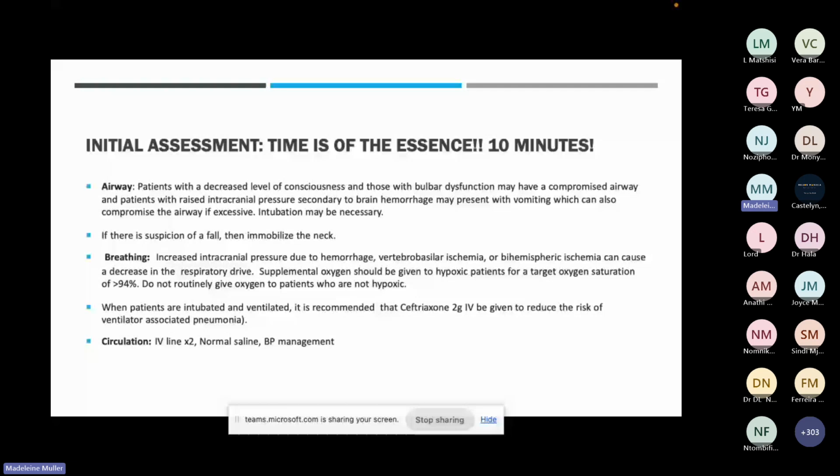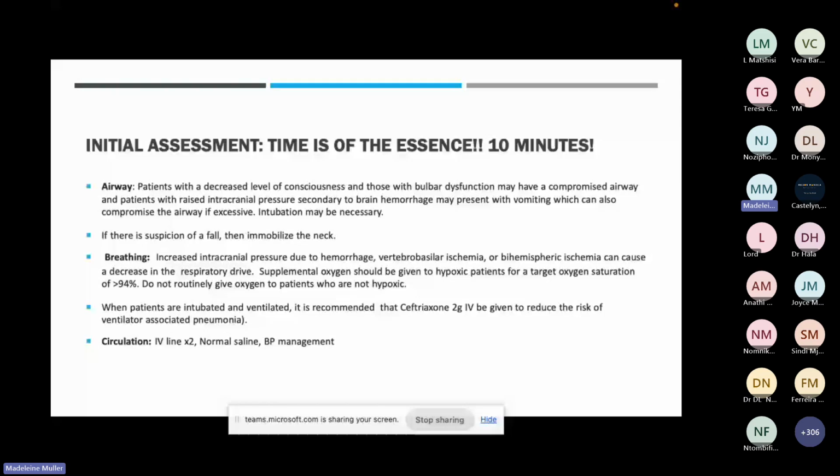And then for breathing, increased intracranial pressure due to hemorrhage, vertebrobasilar ischemia, or bihemispheric ischemia can cause a decrease in the respiratory drive. Supplemental oxygen should be given to hypoxic patients for a target oxygen saturation of more than 94%. It is important to note that routine provision of supplemental oxygen in a patient who's not hypoxic is not recommended. When patients are intubated and ventilated, it is recommended that ceftriaxone 2 grams IV be given to reduce the risk of ventilator-associated pneumonia. And then for circulation, we need to put in our 2 IV lines.